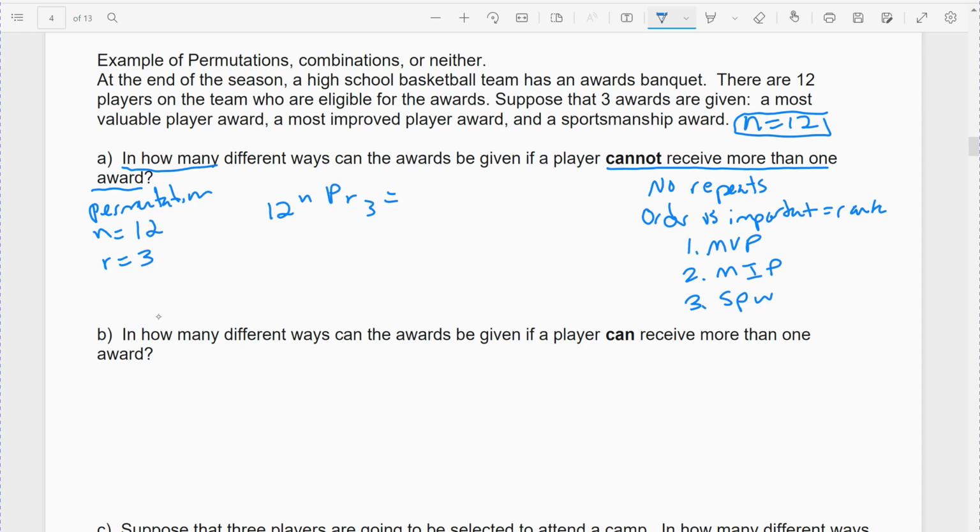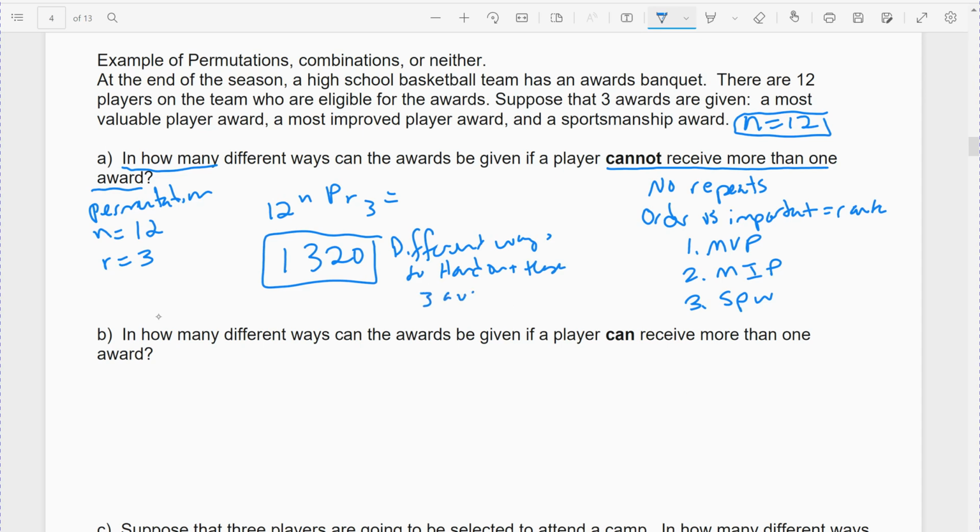And so again, I'm going to go ahead and type that out on the calculator. And so there are 1,320 ways to hand out the award. Alright, that's how many different ways to hand out these 3 awards. Alright, so in process of elimination, we've done the permutations case. But make sure you understand why this is a permutations case.